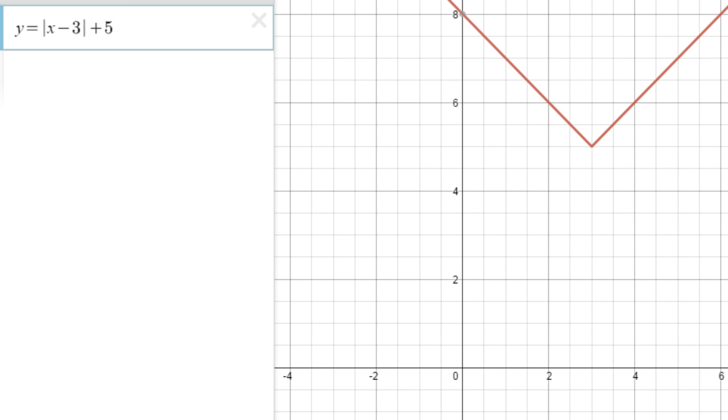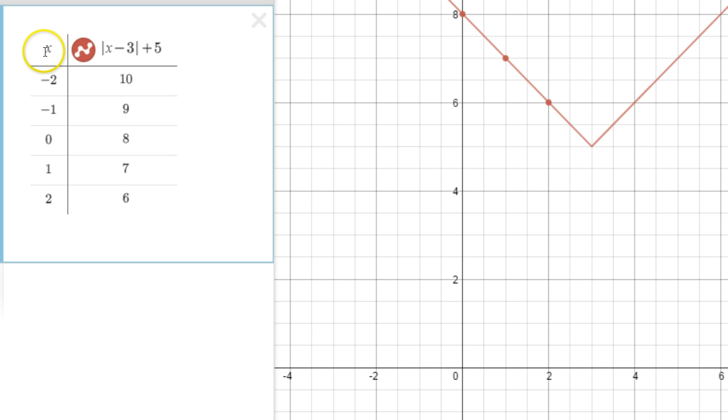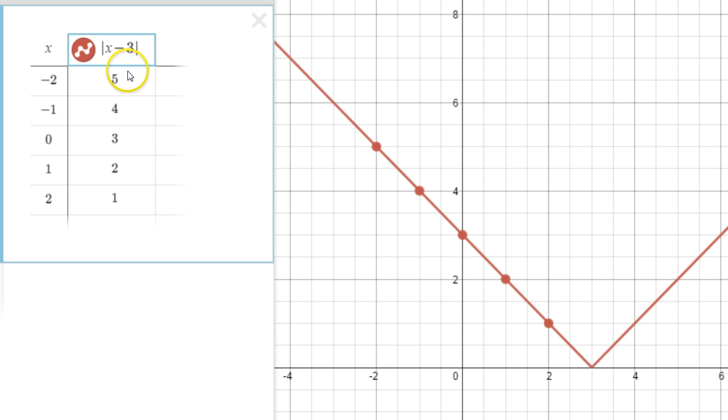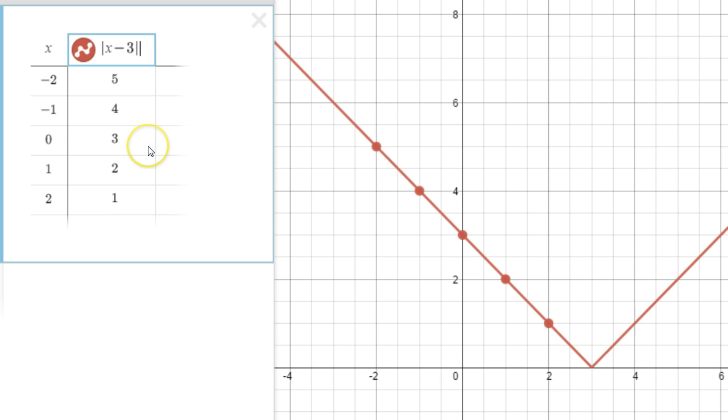What's happening is that you're actually doing some stuff to the graph that makes the values appear this way. Let me show you what I'm talking about. Let's go to a table. This is x and this is what y is, technically. When I put in the plus 5, all the values for negative 2 to 2 are right here: 10, 9, 8, 7, 6. Now, if I get rid of that plus 5 and bring it down here, all my values have gone down 5. That's because I was adding 5 to all my values. That's kind of cool.